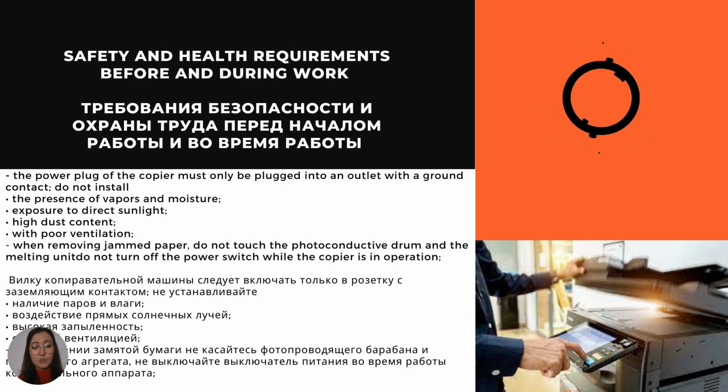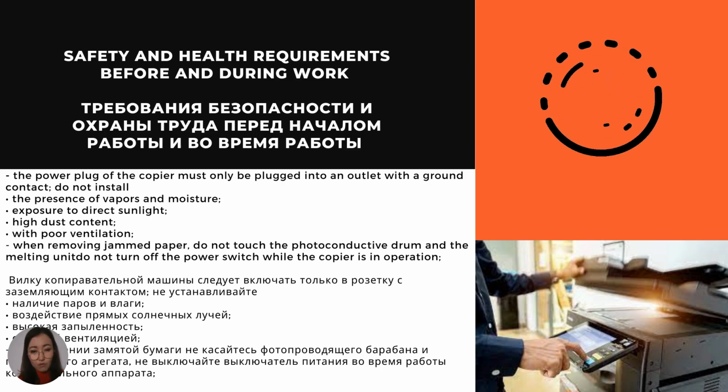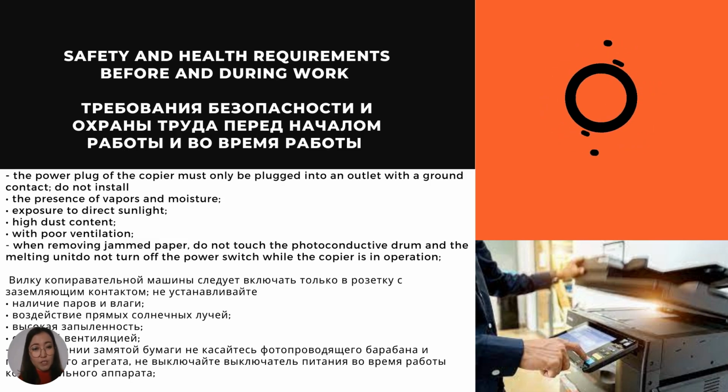Then please do not put this copy machine in a room with a poor ventilation. It can cause also a fire. And then when removing jammed paper, do not touch the photoconductive drum and the melting unit. Do not turn off the power when copy machine is operating.